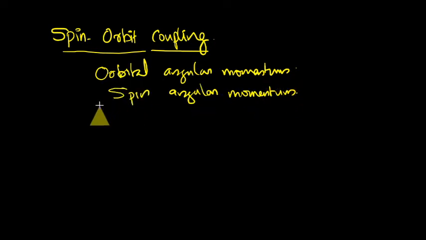And this orbital angular momentum and spin angular momentum, both of them are vector quantities. It means that they have both direction and magnitude. And these angular momentum vectors can combine, or in other words, the orbital angular momentum and the spin angular momentum vectors can couple. This phenomenon in general is called spin-orbit coupling.